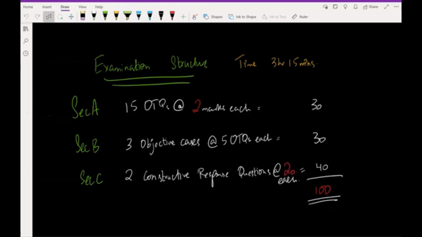Section B, you have 3 objective case questions. You have longer cases. And from each case, you get at least 5 OTQs, 5 MCQs, I would say, right? And each is worth 2 marks, obviously. So that makes it another 30, right? And section C, you have 2 constructed response questions. That means the larger questions, each question is worth 20 marks. That makes it 40, right?